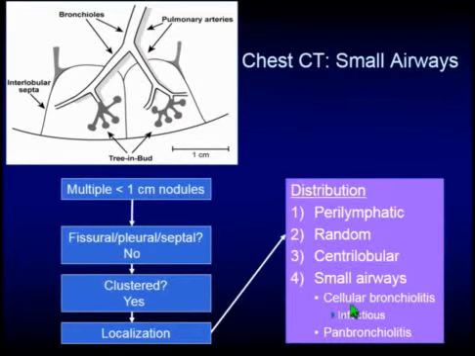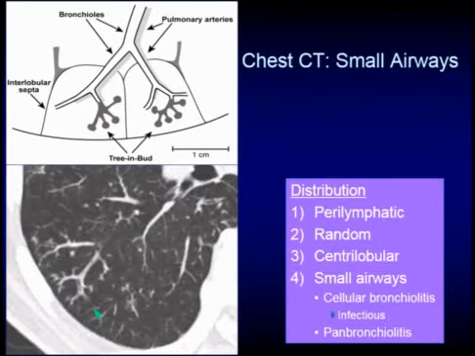This is generally going to be a cellular bronchiolitis, most commonly an infection, or panbronchiolitis. Here we see the clustered nodules isolated to the center of the secondary pulmonary lobule. You don't see any nodules on the lymphatic surfaces or structures, and it's patchy. It's not all the way throughout the lung. It's isolated to this area, that area, other areas.